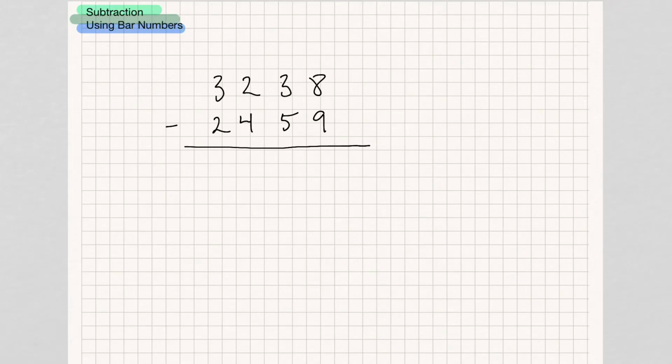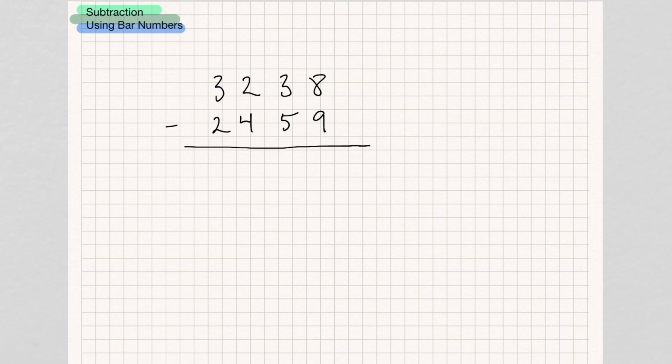Alright, subtraction using bar numbers. Now with this technique, we could go from right to left, or we could go from left to right. Depends on whatever you feel more comfortable with. I'll show you both ways. Okay, to start, let's look at this 8 minus 9.